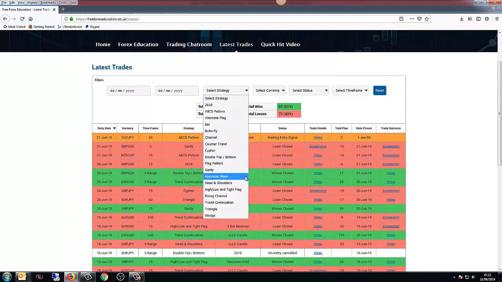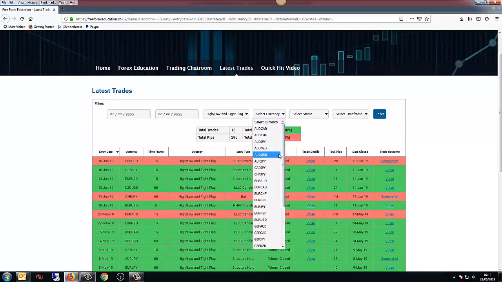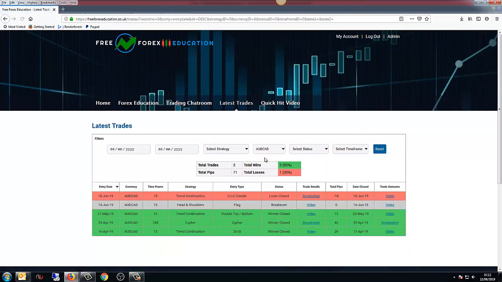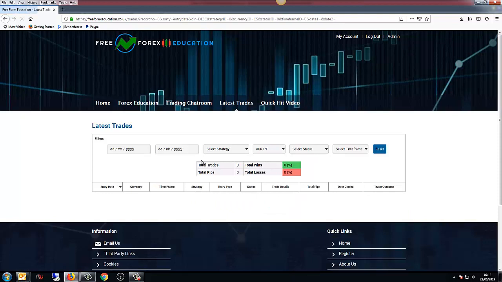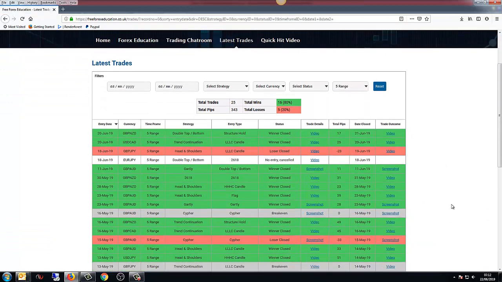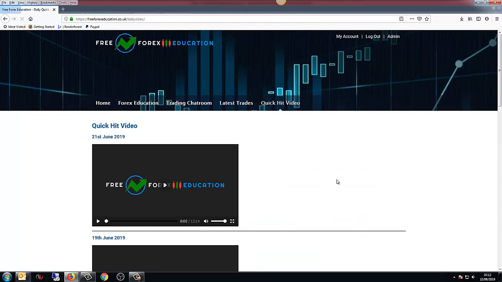You can just go ahead here and select the strategy. Our most profitable strategy is the high and low and tight flag. We bring that over. We've got a win rate here of 80%. Or if we just go and reset this, we can select just the currency pair, say the Aussie dollar CAD or the Aussie dollar yen, and you can select the date. You can filter it down to the time frame, so you can maybe just look at 5 range trades and see how profitable they were over a period of time. Then we have the quick hit video, which is sent out every morning to subscribed members.